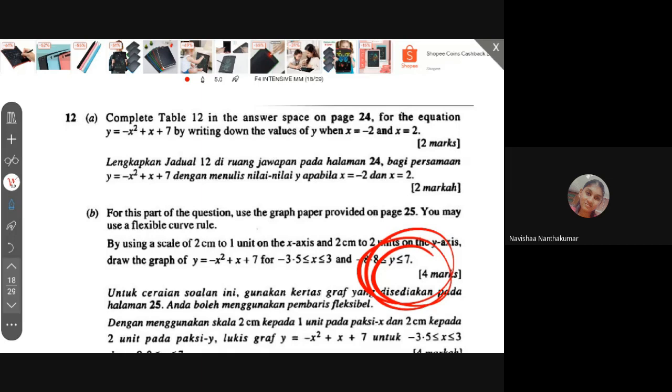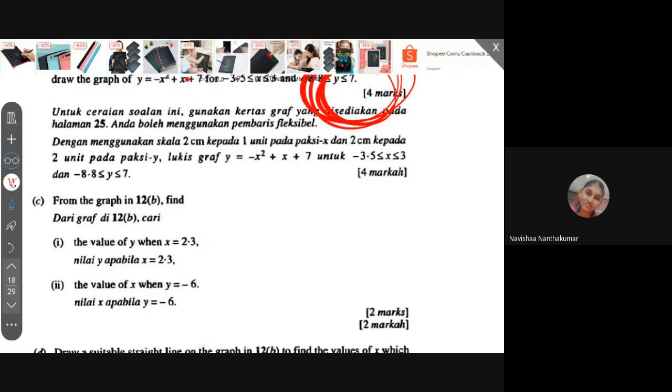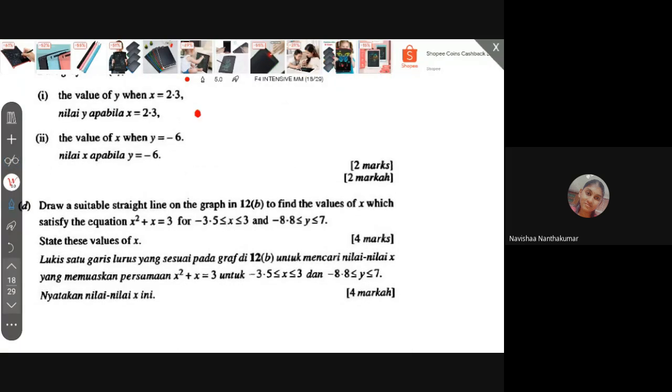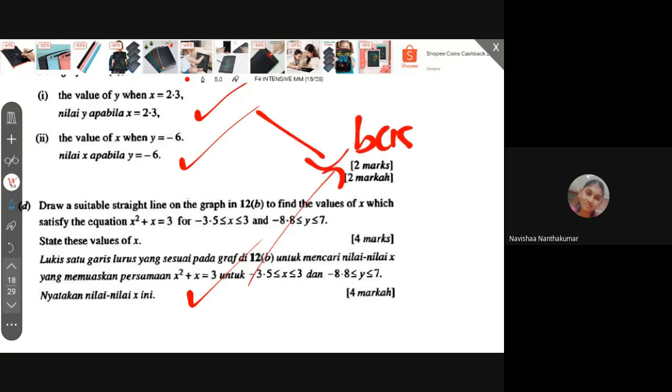Because this section actually is a bonus section for you. Because if you know how to draw graph, you can score easily all these marks. Sebab semua soalan ini, all of these questions are based on graph. So, pemeriksa sebenarnya akan check graph kamu dulu. The examiner will base on your graph to see all this answer.